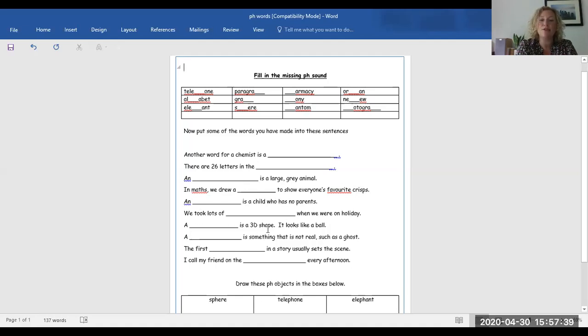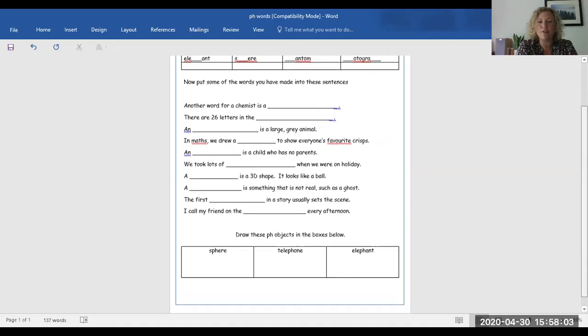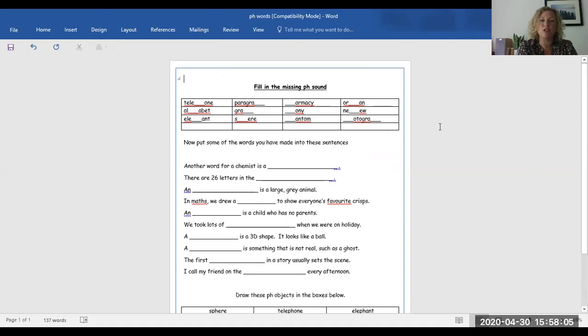A something is a 3D shape. It looks like a ball. A sphere, and that's a word that some of us find really tricky when we're learning our 3D shapes in maths. Sphere. The first paragraph in a story usually sets the scene, and I call my friend on the phone every afternoon. I've left a space at the bottom for you to draw some pictures of those things if you wish.